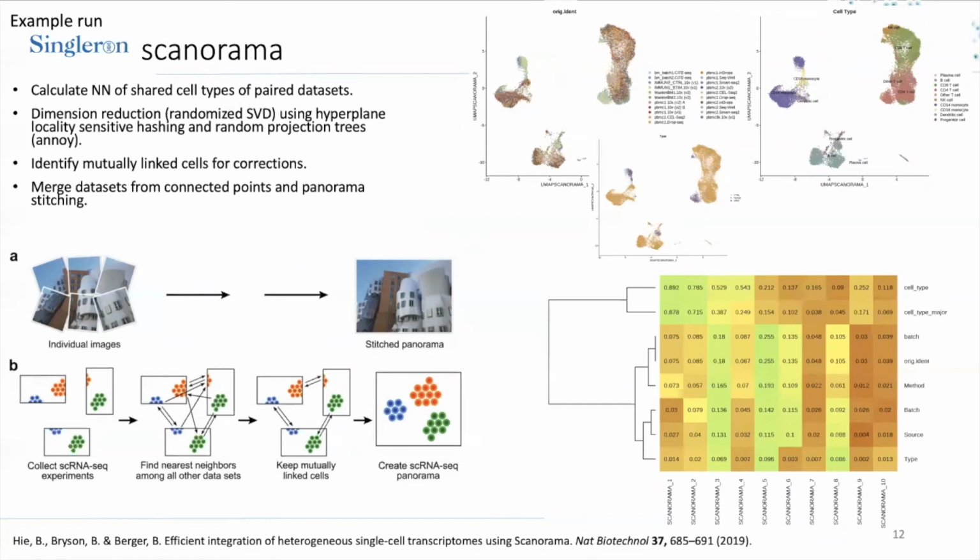a more calculated nearest neighbor search of shared cell types of paired data sets. It tries to find the nearest neighbors, connect them, and link them together by using randomized SVD, hyperplane locality sensitive hashing, and random projection trees. So by using these, it also speeds up the calculation.